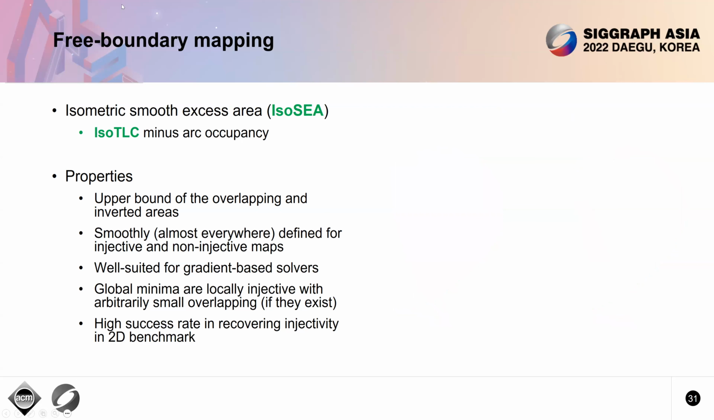We modify the SEA energy by replacing TLC by its isometric variant, IsoTLC. We call the modified energy the isometric smooth excess area, or IsoSEA. We show in the paper that IsoSEA inherits all the aforementioned properties of the SEA energy. Compared to SEA, IsoSEA significantly reduces area distortion.